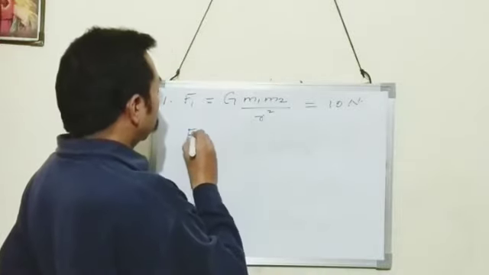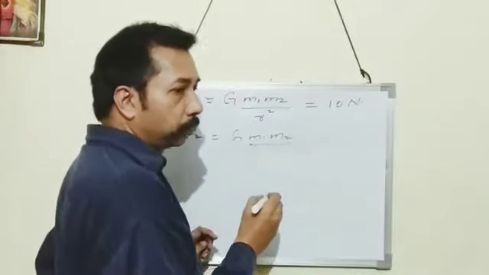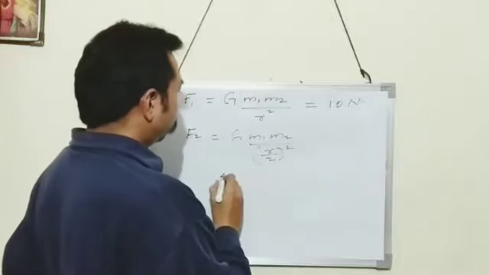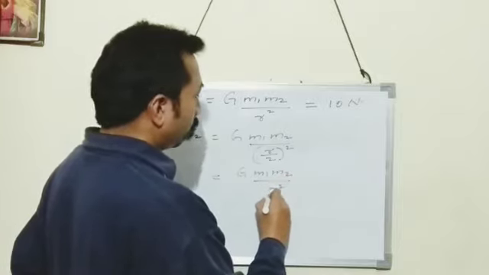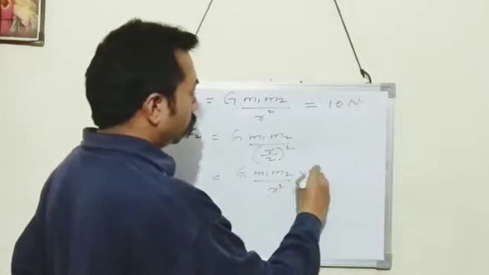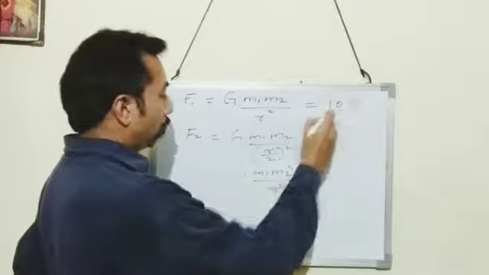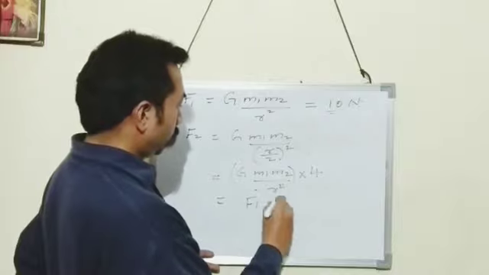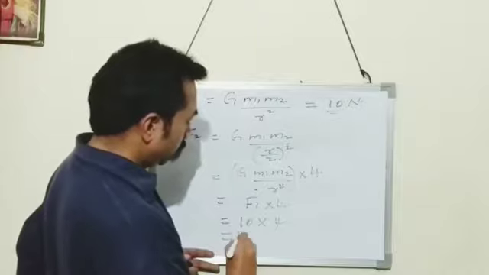Now second case. Now the distance is reduced to half. Then r will become r upon 2. So that is equal to G m1 m2 upon (r upon 2) square, which is G m1 m2 upon r squared upon 4. Then this 4 will come to the numerator. Now this can be replaced by 10 Newton. So this is the same as F1 into 4. So F1 is 10 Newton, 10 into 4, which is equal to 40 Newton. So this is the answer.